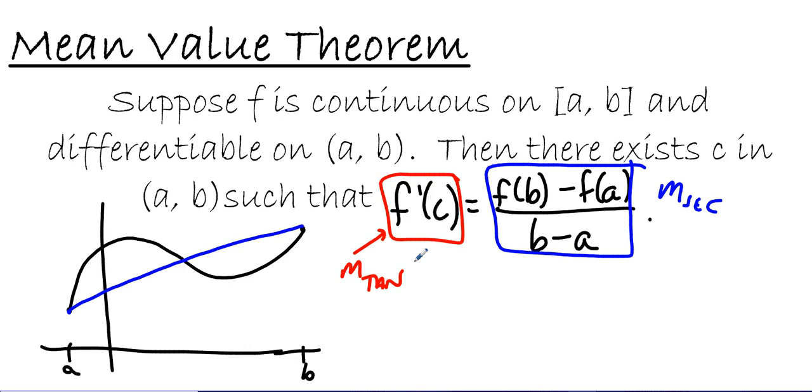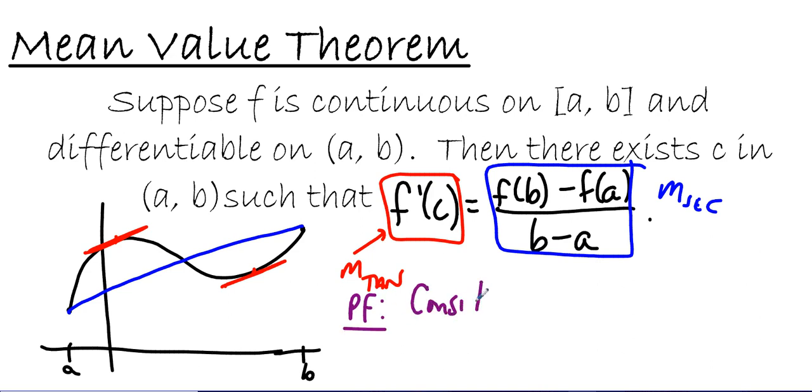What the mean value theorem says is that there has to be some place in between a and b where the instantaneous rate of change is the same as the average rate of change. Where the tangent line is parallel to the secant line. This is actually not bad to prove.